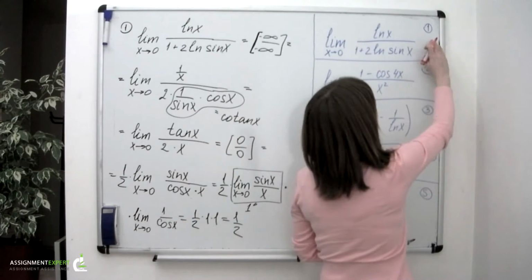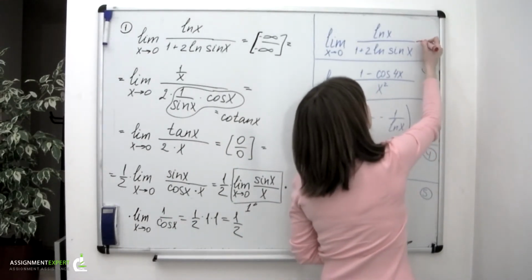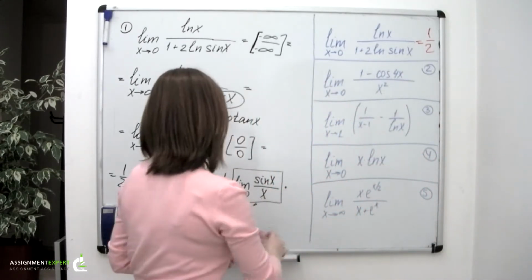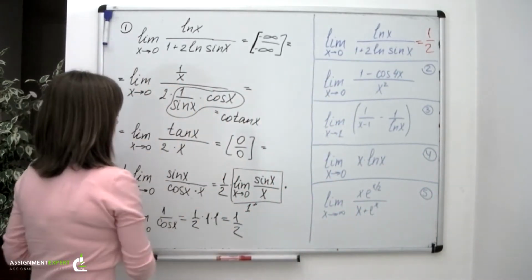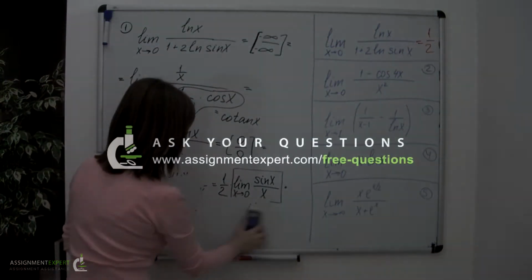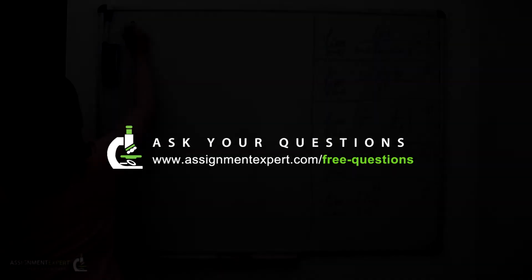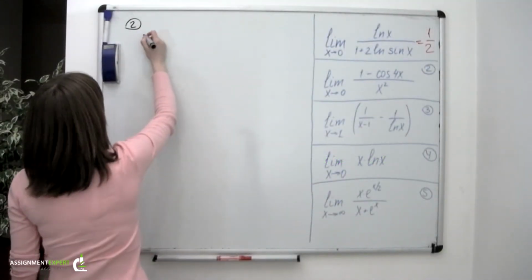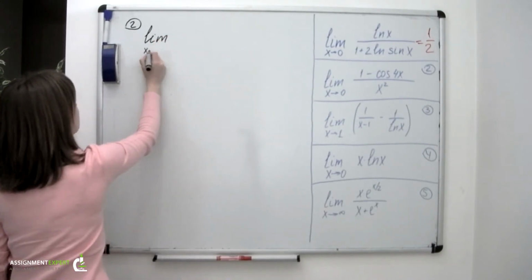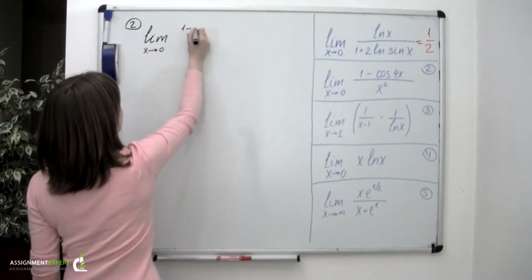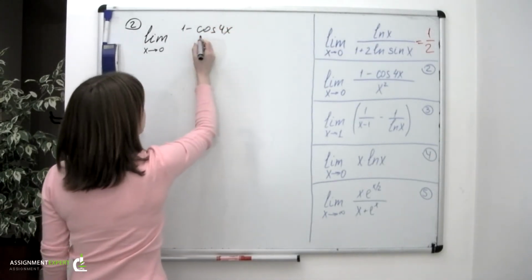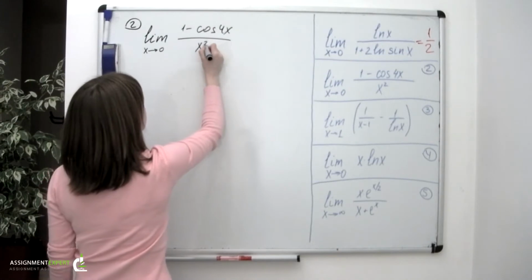We can write it down right here. Let's move on to the second example. Example number 2, which is the limit as x approaches 0 of 1 minus cosine 4x over x squared.